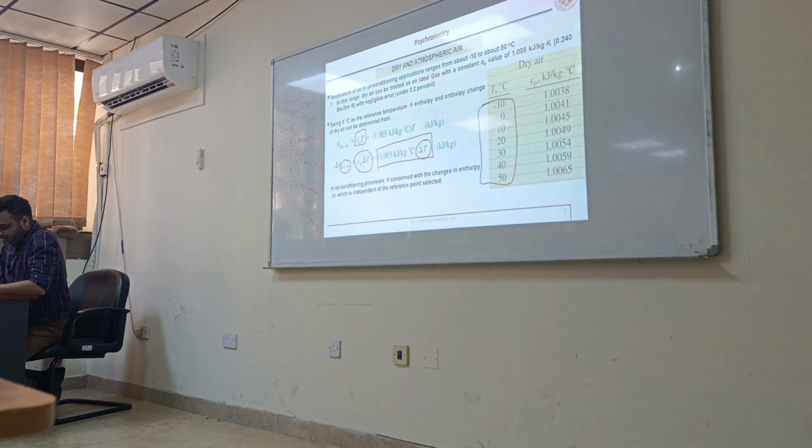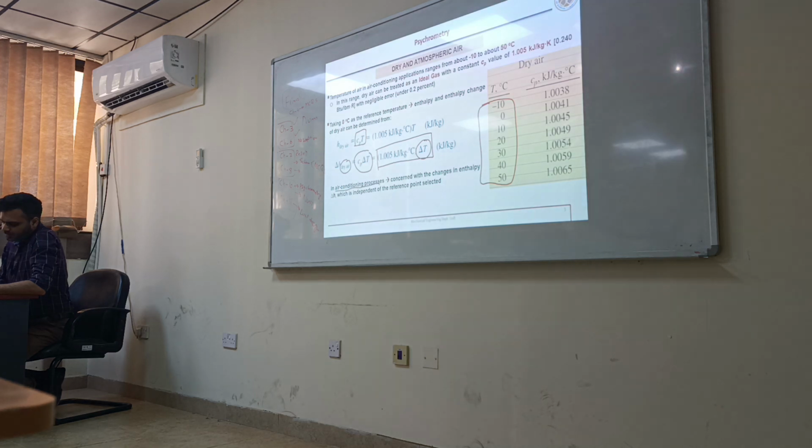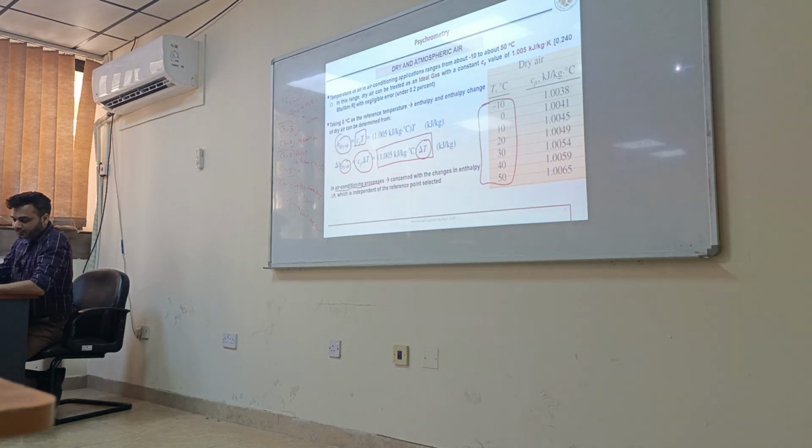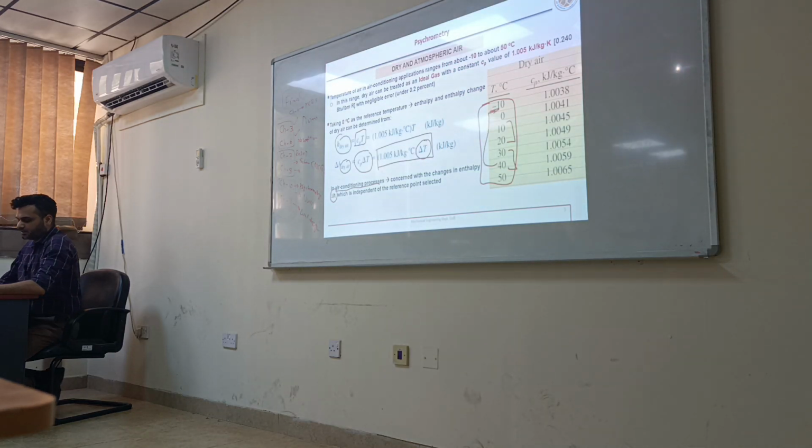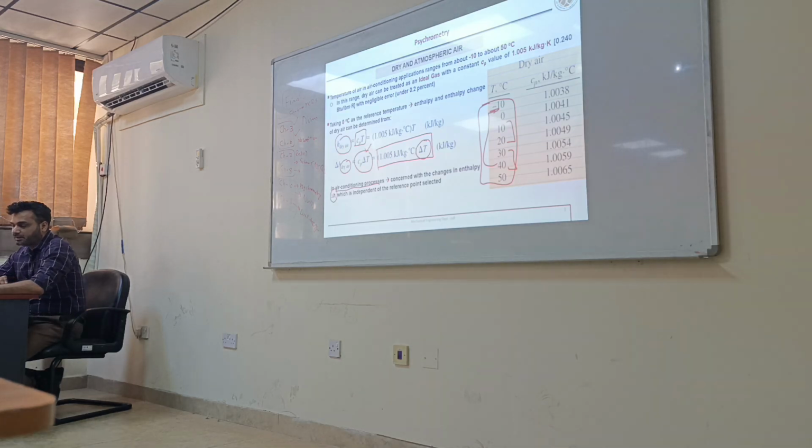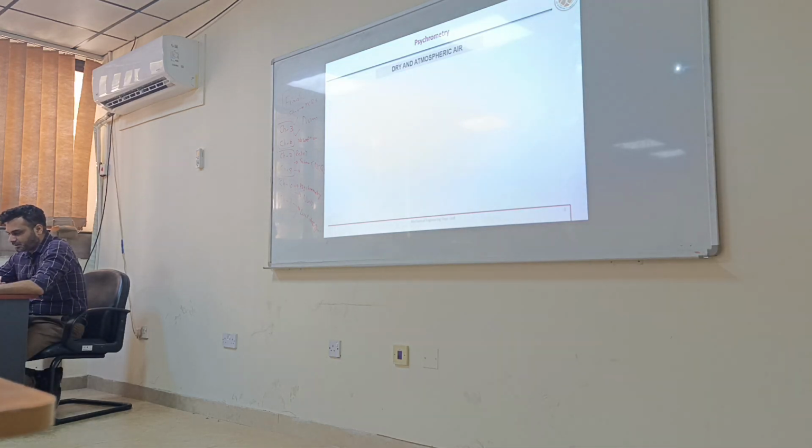Because in air conditioning processes, we will not be concerned about enthalpy at one point. We are always interested in enthalpy change from here to here, or from here to here. So that's why we'll be dealing with delta H, not just H.